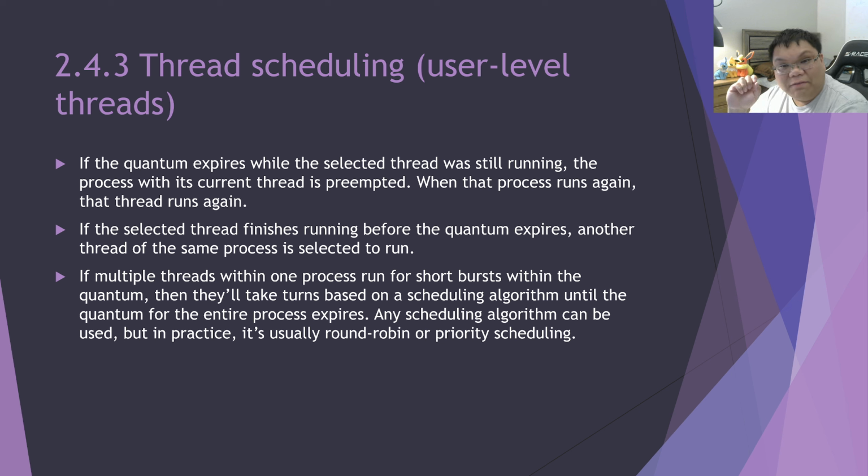So if time is up for the process and a thread was still running, we just context switch the entire process. When we run that process again, the thread that was waiting to finish its job will run again.